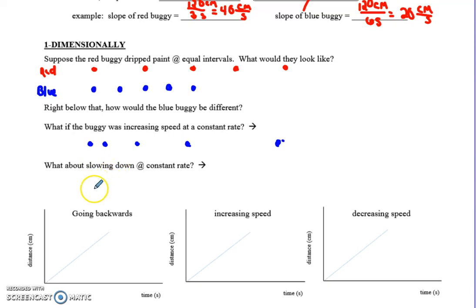Well, if it's slowing down, we would expect it to decrease its distance between every drip. So let's say it's going fast at first, kind of the reverse of the previous example. If it's going fast at first, and then as it slows down, the distance between every drip gets smaller and smaller. So in this last second of time, it traveled less distance than in the first second, which is the definition of going at a slower speed.